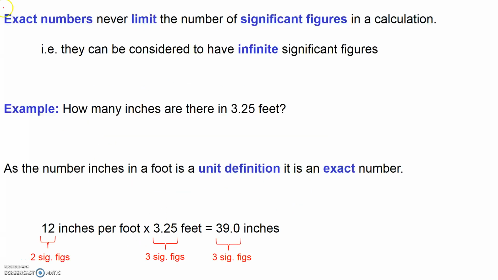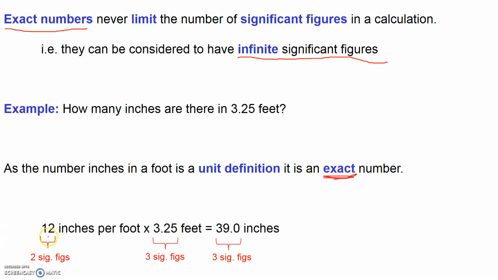Alright. So something we have to consider when we're doing calculations is the role of exact numbers. Exact numbers never limit the number of significant figures in our calculation, and how we can make sure that we're always treating exact numbers correctly is to consider them to have infinity significant figures. A good example of this is unit conversions, and here's a unit conversion. It says how many inches are there in 3.25 feet.